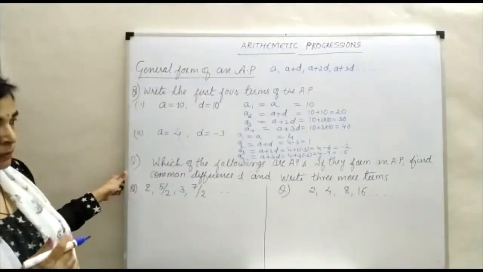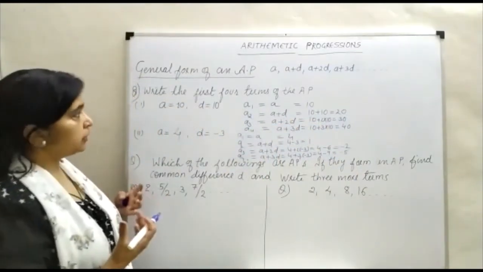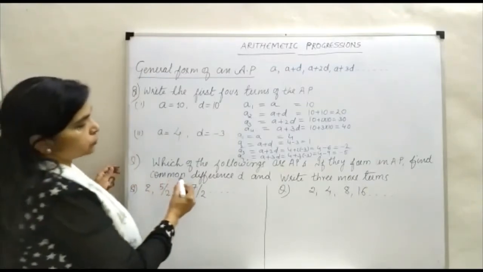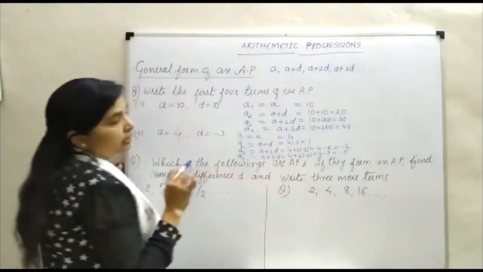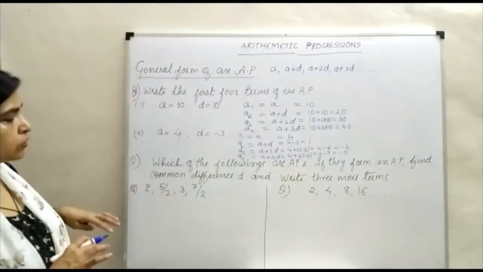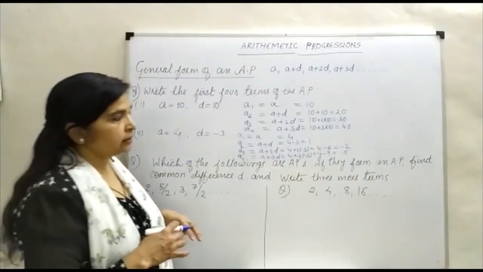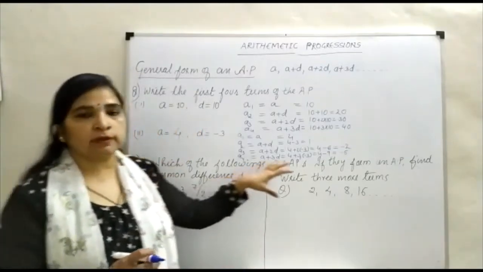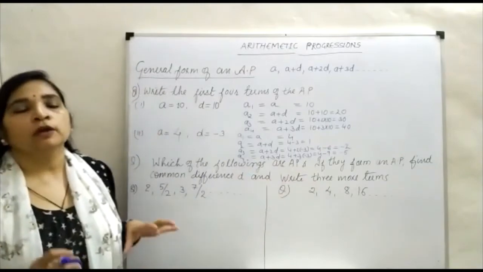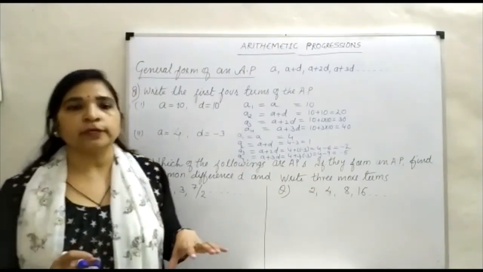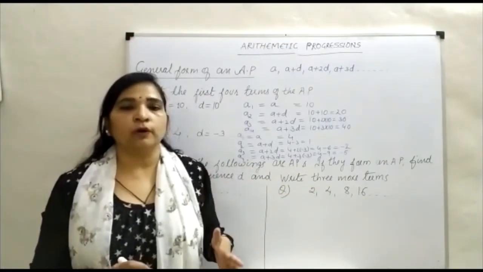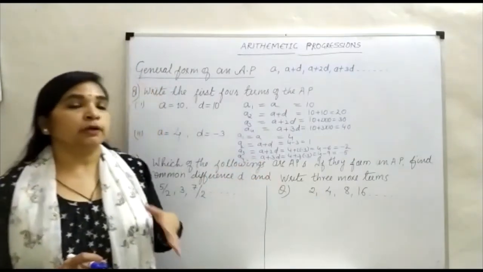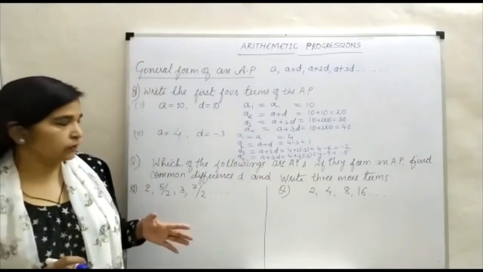Again we can see some more questions. They are a little bit different from what we have seen right now. Your question is, which of the following are APs? If they form an AP, find the common difference D and write 3 more terms. You can be given a sequence, and from that sequence you have to find whether it is an arithmetic progression or not. As you all know, not all sequences are arithmetic progressions, but all arithmetic progressions are sequences.